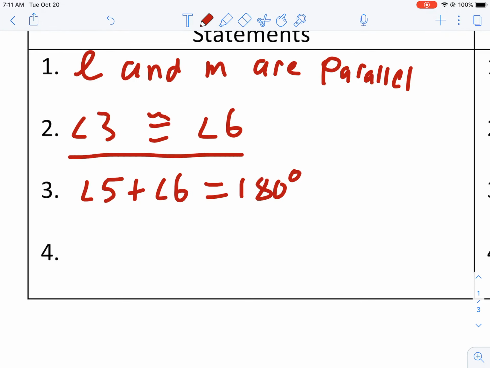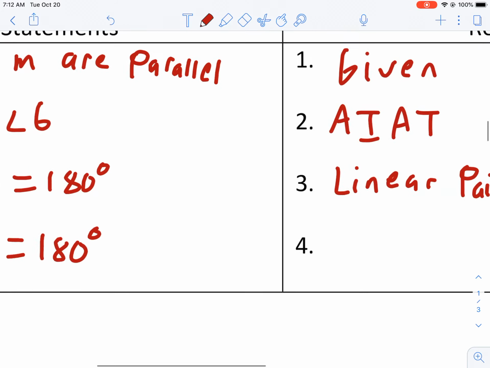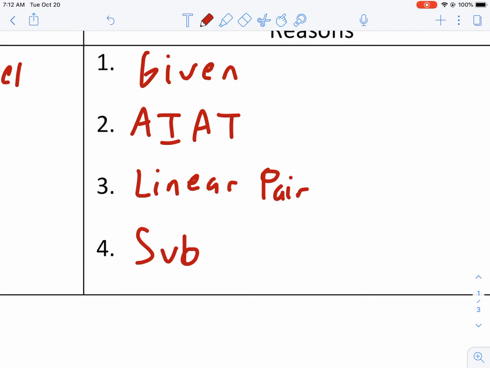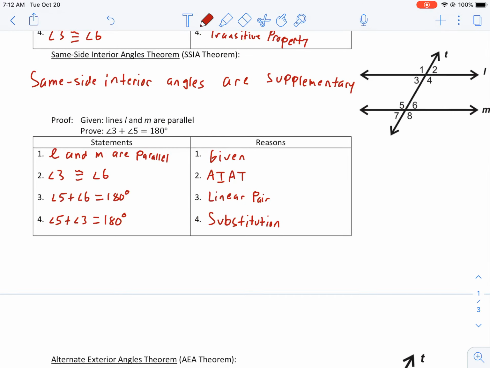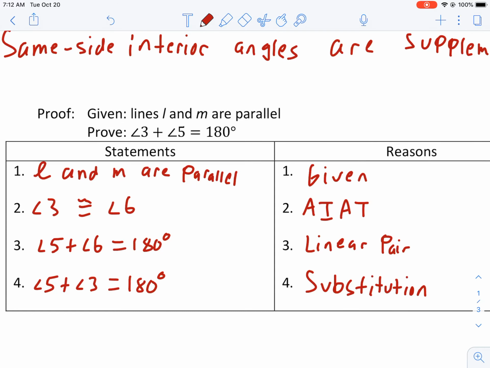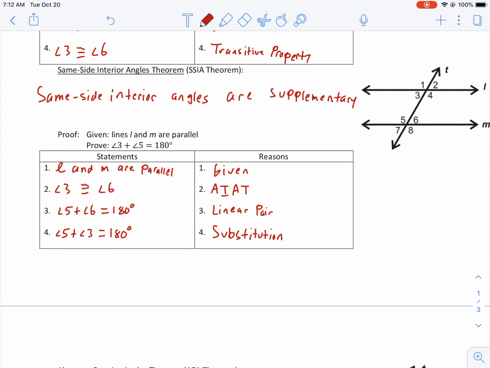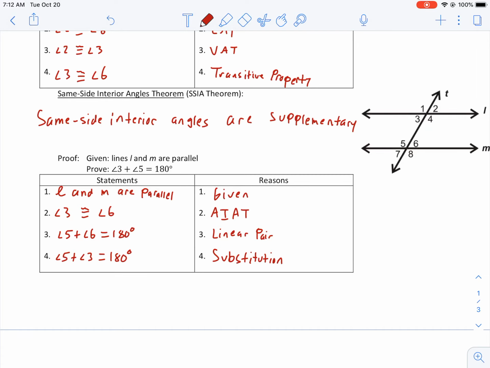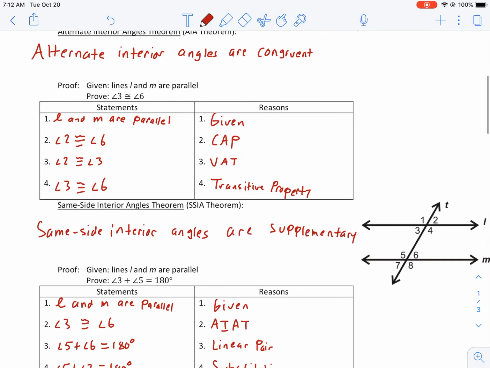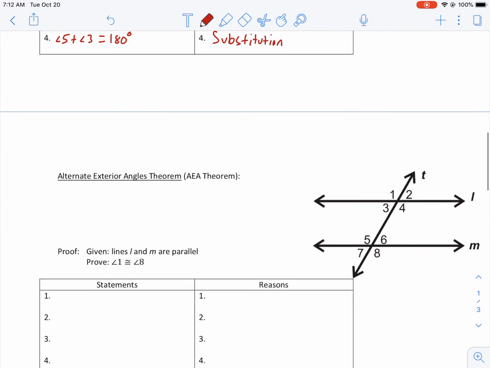Now, because I proved this with the alternate interior angles theorem, I can substitute angle 3 for angle 6 in this equation. And that would be substitution. And now we're actually done, because all we wanted to show was that angle 3 and angle 5 added up to 180. So I just proved that same side interior angles are supplementary, and the same proof would work for 4 and 6 as well. So that's another thing that you need to remember.